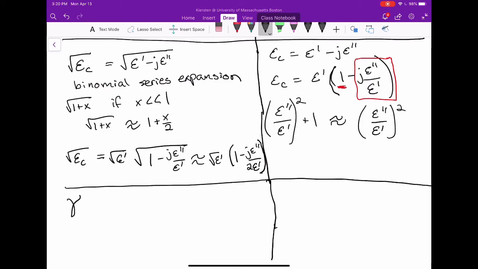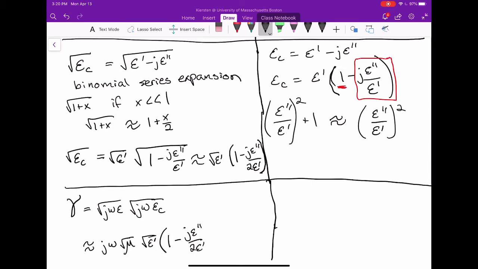Gamma on the good dielectric side becomes square root of j omega mu times square root of j omega epsilon c. No approximation yet, but we can say that that is approximately equal to j omega square root of mu times the square root of epsilon c, which is square root of epsilon prime times 1 minus j epsilon double prime over 2 epsilon prime.